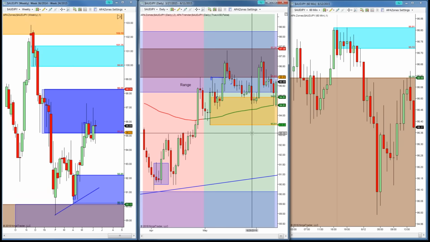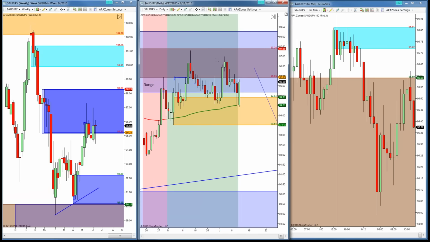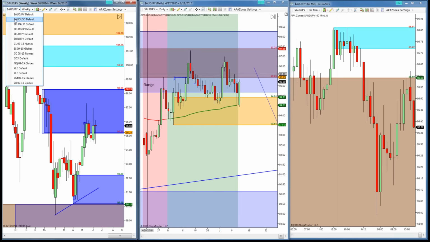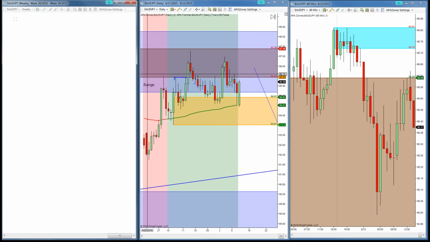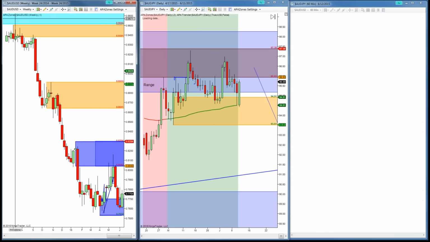So again, if you're playing range, you want to play the extremes of the range, which is exactly where the zone is. So I think that's pretty cool. Okay, so let's go ahead and move to another market here. We're going to be looking at several.